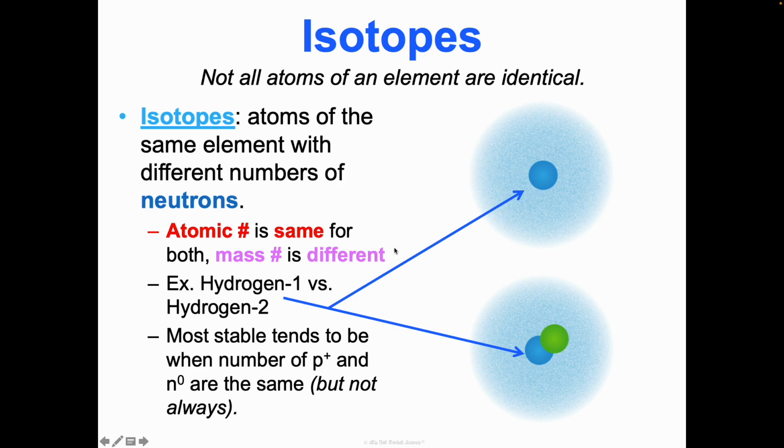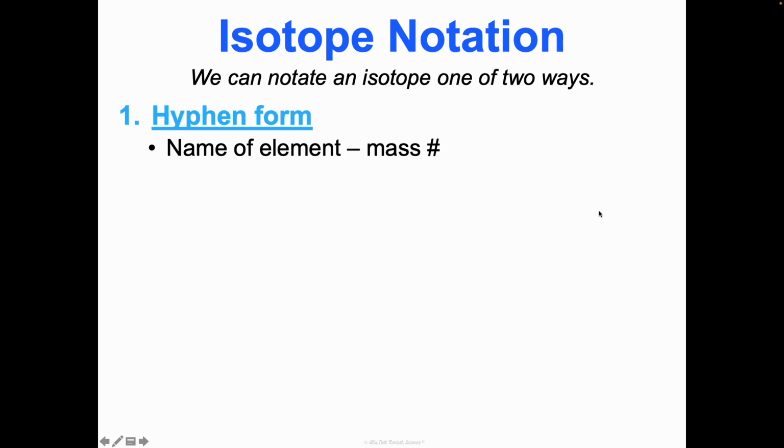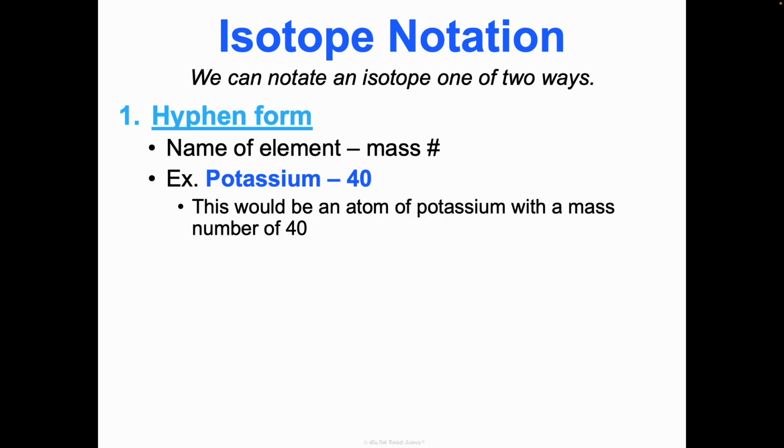So in order to identify isotopes, we have to have a way to notate them, so I know the difference between this one that's pictured here and this one that's pictured here. That's where isotope notation comes in. There are two ways you can notate an isotope. First is hyphen form, which I already showed you. That's the name of the element, then a hyphen, and then the mass number. So potassium-40 would be an atom of potassium with a mass number of 40.